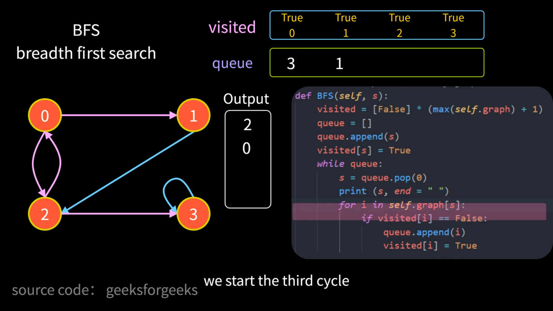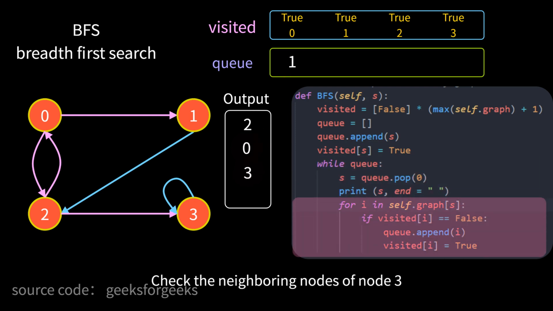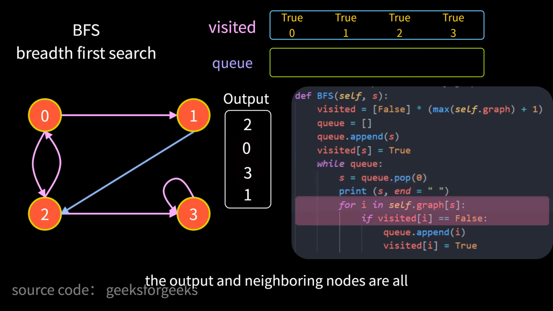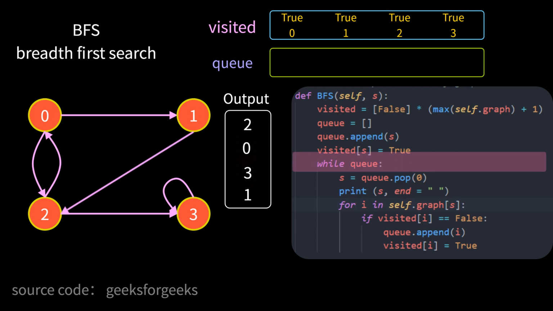Now we start the third cycle. Node 3 in the queue is output. Check the neighboring nodes of node 3: only itself, which has been marked visited, so skip. The last is the fourth loop. Node 1 is output, and its neighboring nodes are all marked, so they are skipped. Finally, the queue is empty, ending the loop.